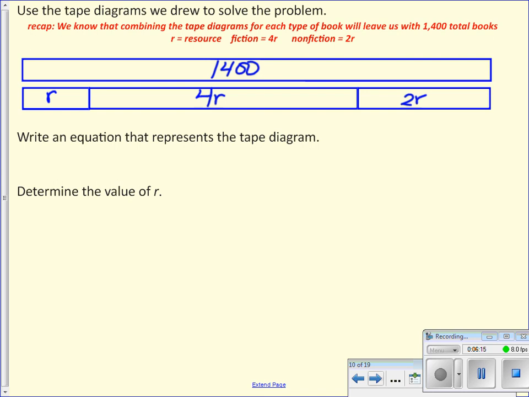So what equation can I write based on what I see there? I have 2 bars that equal each other. How could I write that as an algebraic equation? What equals what? I want to try it. Take a chance. What do you see here? What's one side of the equal sign? 1,400. What do we know equals 1,400?